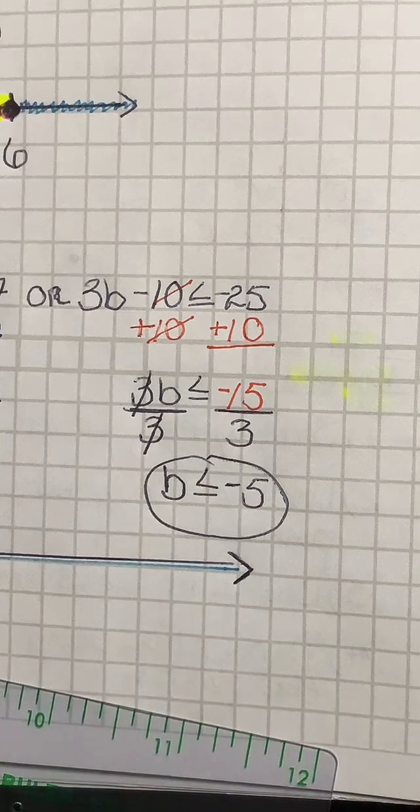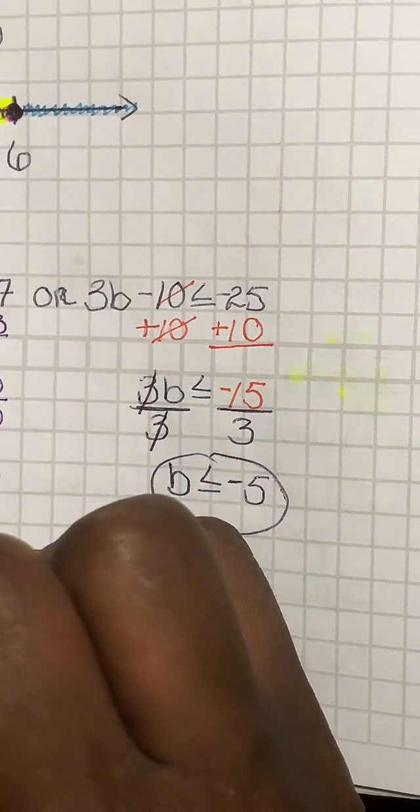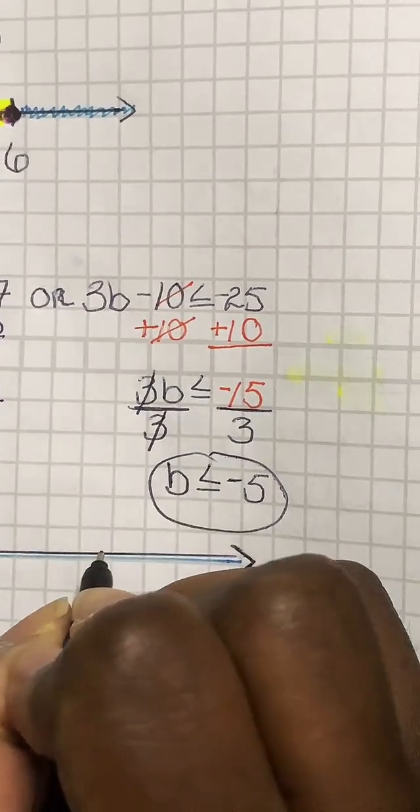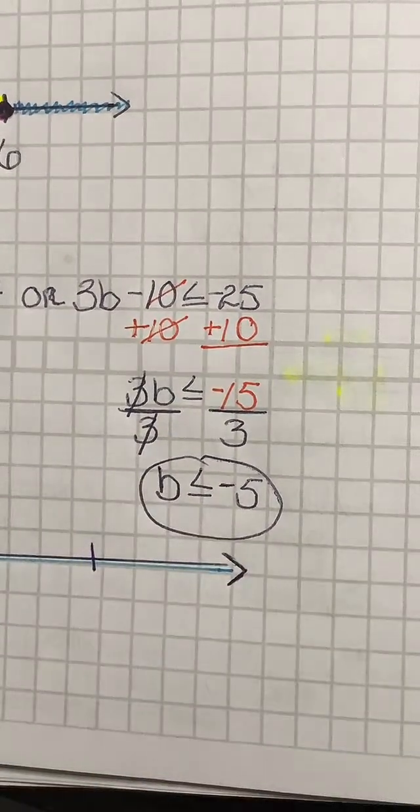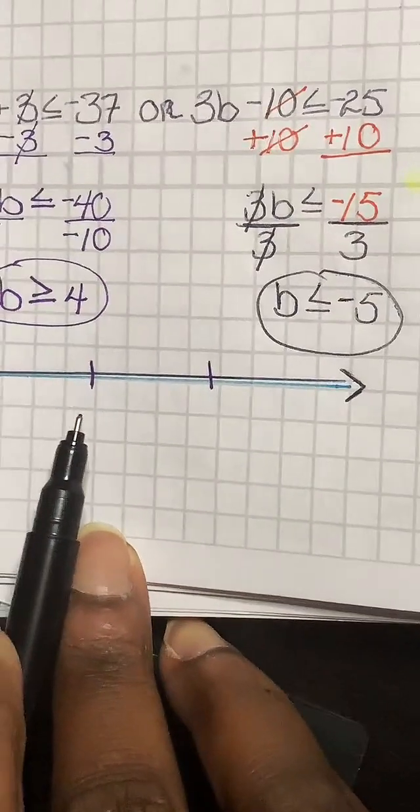All right, so we have 2 numbers here, so we're going to have 1 number right here and 1 number right here. What number should come down here? What number should be here?